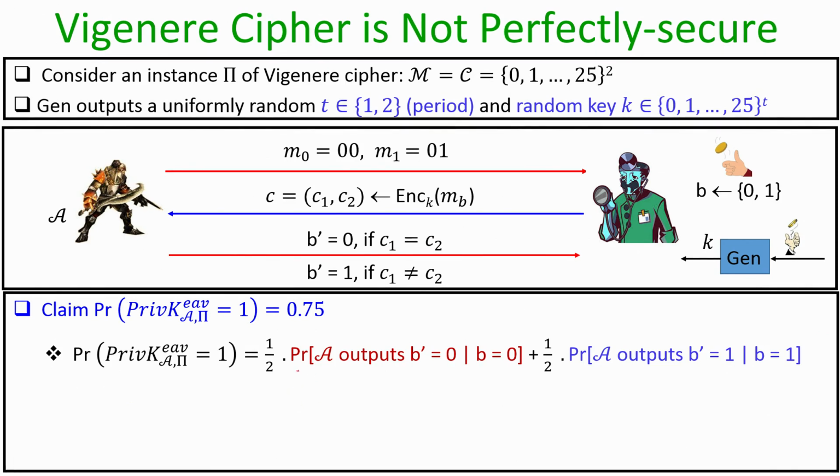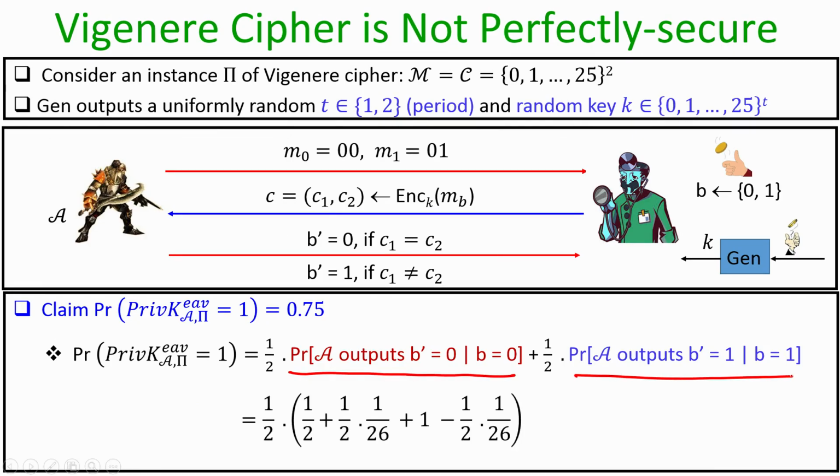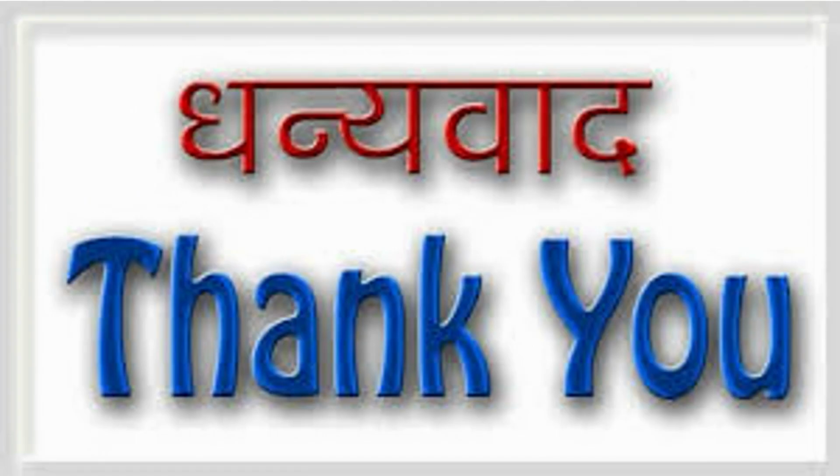So, now we have both these individual probabilities computed, and if we sum them together and take 1 by 2 outside as the common factor, we get that the probability with which the adversary's analysis in this case could correctly identify what is encrypted is 3 by 4, which is significantly more than 1 by 2, and that means this instance of Vigenere cipher is not perfectly secure.